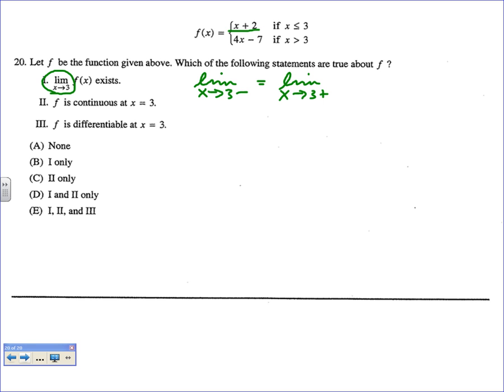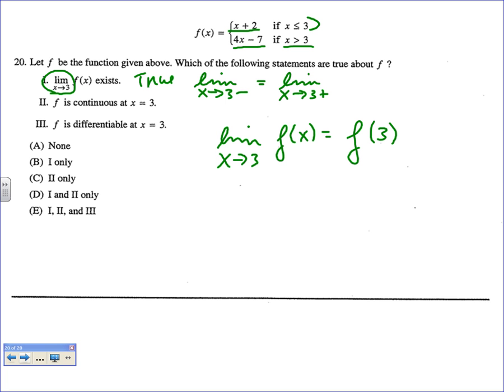And as you put 3 in the second one, which is coming at 3 from the right, the x's are all greater than 3. So if you put 3 in here, you get 12 minus 7, and that's also 5. So this is true. Not only does it exist, it equals 5. F is continuous at 3. And remember, it's continuous at a point if the limit as x approaches 3, which we just said was 5, equals f of 3. Well, f of 3 is coming from the first one here, and that equals 5, so this is also true.